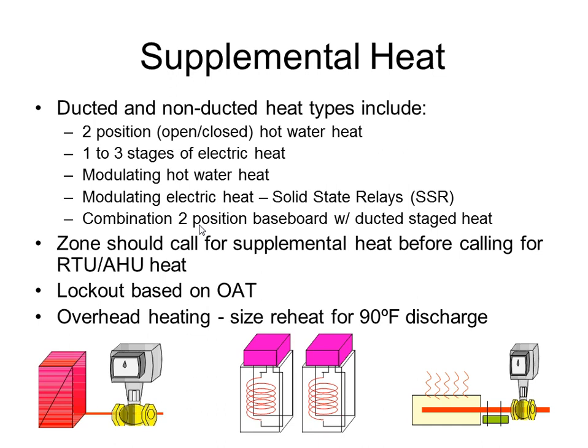So you can do 2-position hot water. You can do 1 to 3 stages of electric heat. You can do modulating hot water. You can do modulating electric heat. Then you can actually do a combination of both. Let's say you had 1 stage of baseboard and 2 stages of ducted heat.